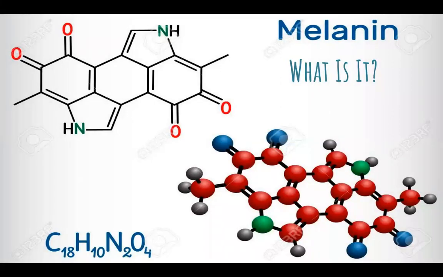Melanin. What is it? Here's a 3D atomic structure and chemical formula of melanin. Melanin is a polymer that absorbs all light from the light spectrum, including UV rays. And its chemical formula is composed of 18 carbon atoms, 10 hydrogen atoms, 2 nitrogen atoms, and 4 oxygen atoms. Or for short, C18H10N2O4.